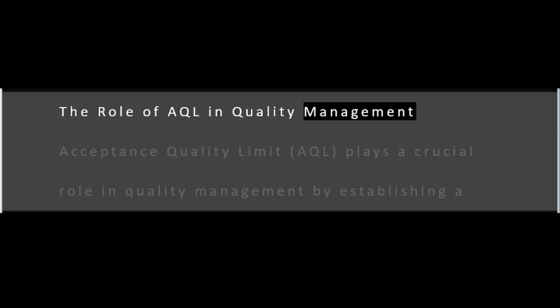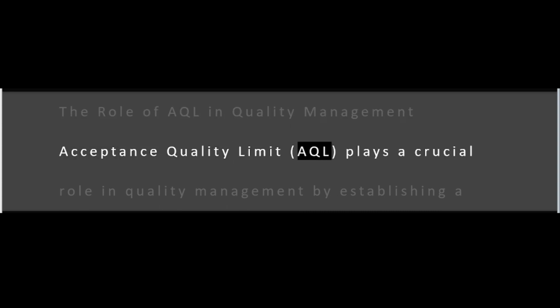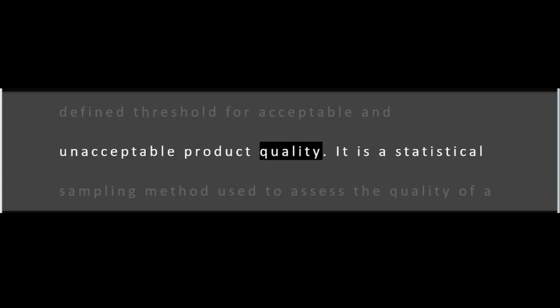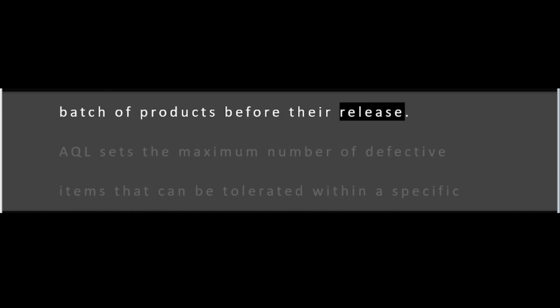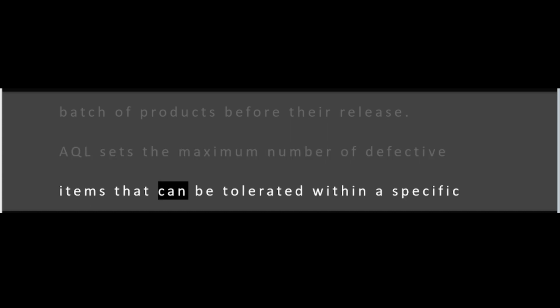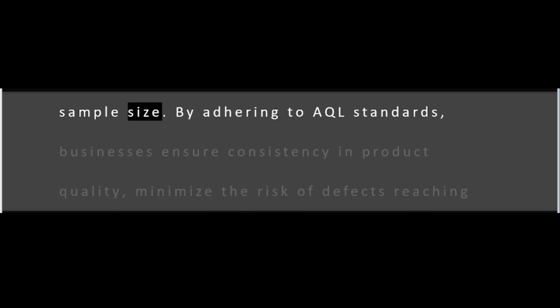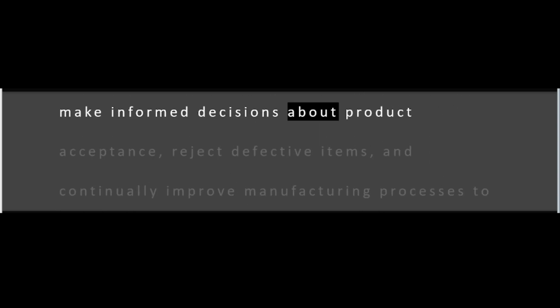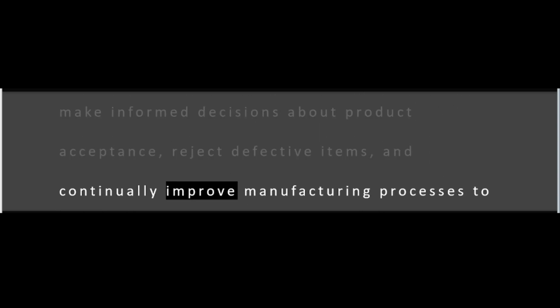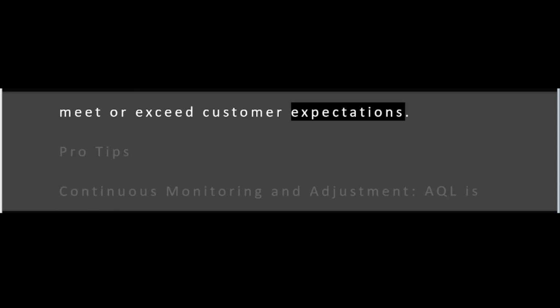The role of AQL in quality management. Acceptance quality limit, AQL, plays a crucial role in quality management by establishing a defined threshold for acceptable and unacceptable product quality. It is a statistical sampling method used to assess the quality of a batch of products before their release. AQL sets the maximum number of defective items that can be tolerated within a specific sample size. By adhering to AQL standards, businesses ensure consistency in product quality, minimize the risk of defects reaching consumers, and maintain customer satisfaction. This statistical tool facilitates efficient quality control processes, enabling organizations to make informed decisions about product acceptance, reject defective items, and continually improve manufacturing processes to meet or exceed customer expectations.